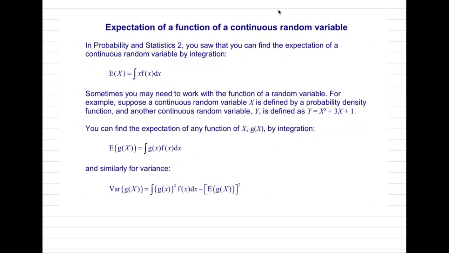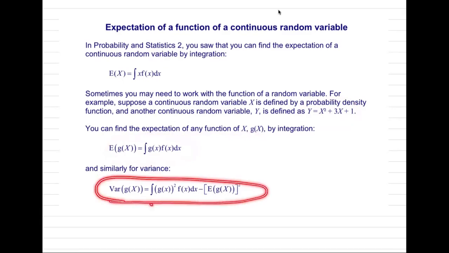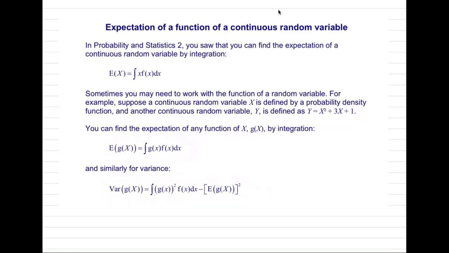Sometimes you may need to work with a function of a random variable. For example, suppose you have a continuous random variable x that is defined by a probability density function and another continuous random variable y that is defined by this. You can find the expectation of any function of x, that is g(x), by integration. That means E of g(x) is the integral of g(x) f(x) dx. And similarly, for variance, you can find the variance of any function of x in this way. So please note it down, guys.